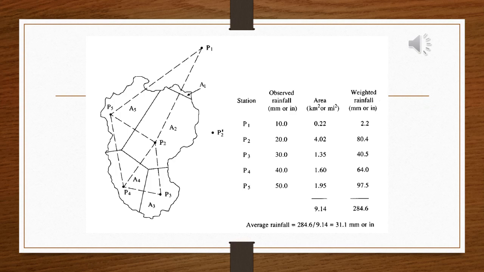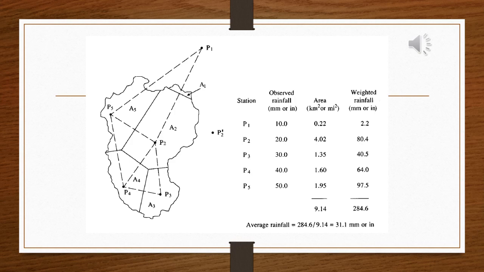Last year, you saw how to form Thiessen polygons. If you want to remember this, you just need to go back and see it. And also there is a computer program in order to draw these polygons. Let's say we already formed all these polygons, and we divided all the areas into the corresponding stations.